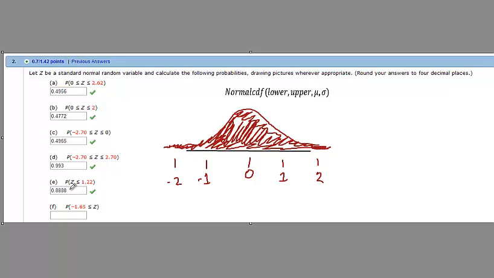E is the question that I wanted to look at next because it wants to know the probability that Z is less than 1.22. For your lower limit, that would be negative infinity. To tell the TI calculator to do that, you would write normal CDF. Then you're going to key negative 1, and then you'll need to hit Shift and then an EE key.